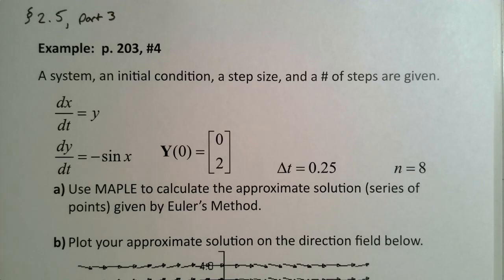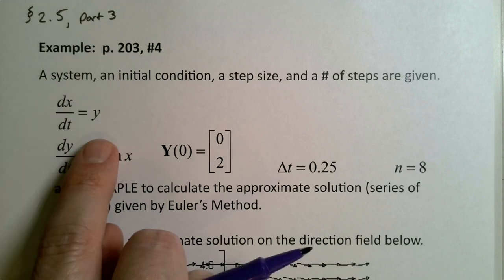Okay, so here we are for the last example of section 2.5. We're going to be taking a look at an initial value problem, essentially, for which we're going to be able to use Euler's method to solve it for a system of differential equations. So let's take a look at what we have.